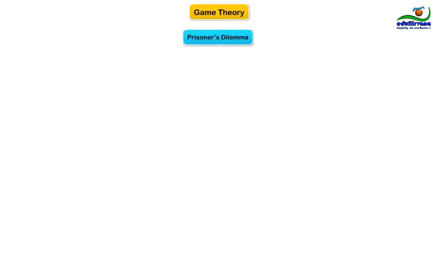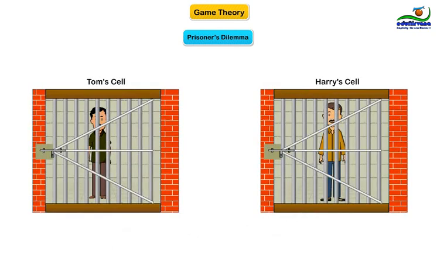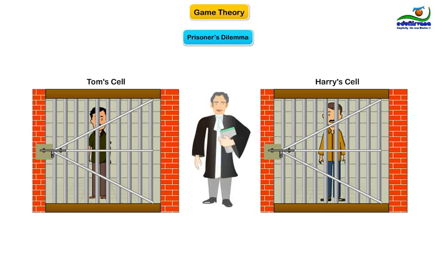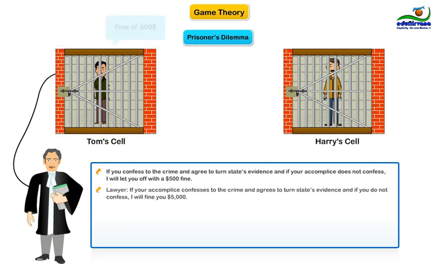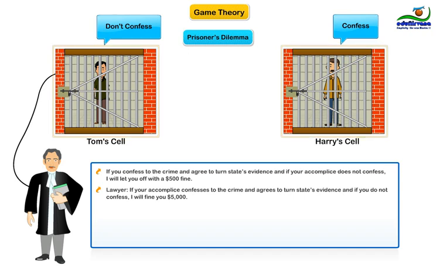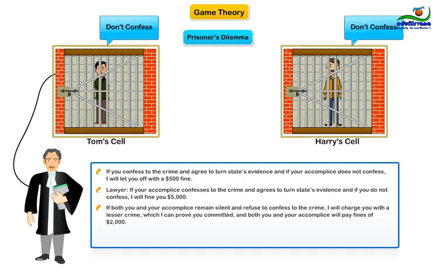The facts: two men, Tom and Harry, are arrested and charged with jointly committing a crime. They are put into separate cells so that they cannot communicate with each other. The district lawyer goes to each man separately and says the following: if you confess to the crime and agree to turn state's evidence, and if your accomplice does not confess, I will let you off with a $500 fine. If your accomplice confesses to the crime and agrees to turn state's evidence, and if you do not confess, I will fine you $5,000.